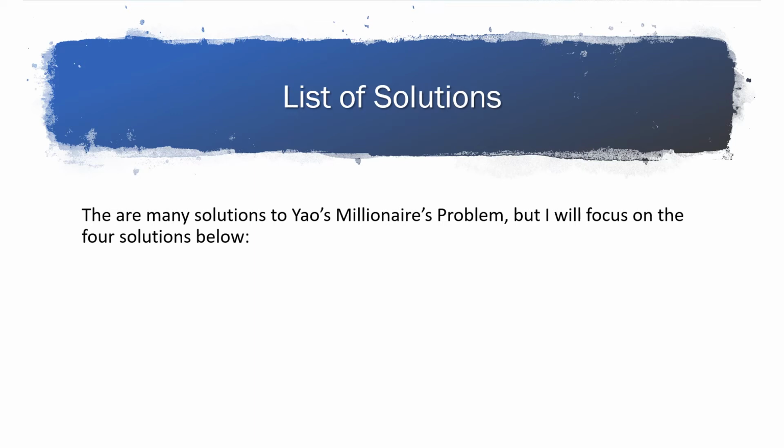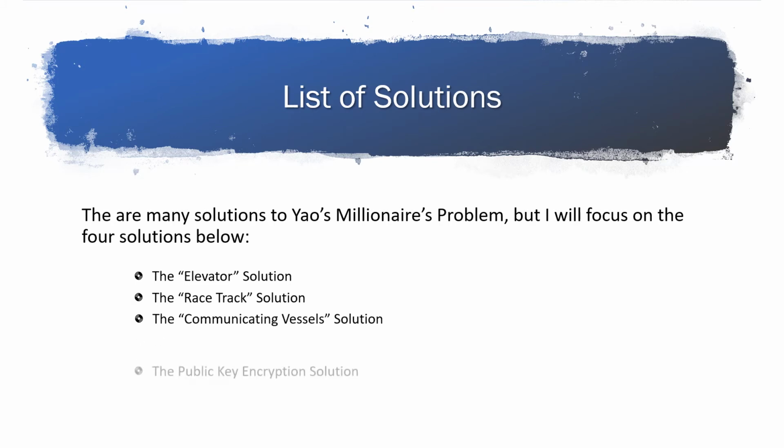There's the elevator solution, the racetrack solution, the communicating vessels solution, the laboratory solution, the solitaire solution, the password solution, the public key encryption solution, the robot solution. But I'm only going to focus on four: the elevator solution, the racetrack solution, the communicating vessels solution, and last but not least, the public key encryption solution.